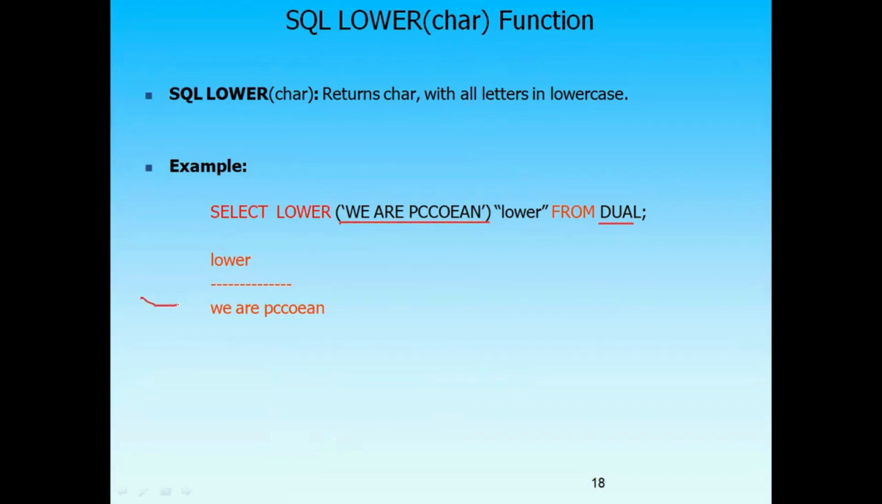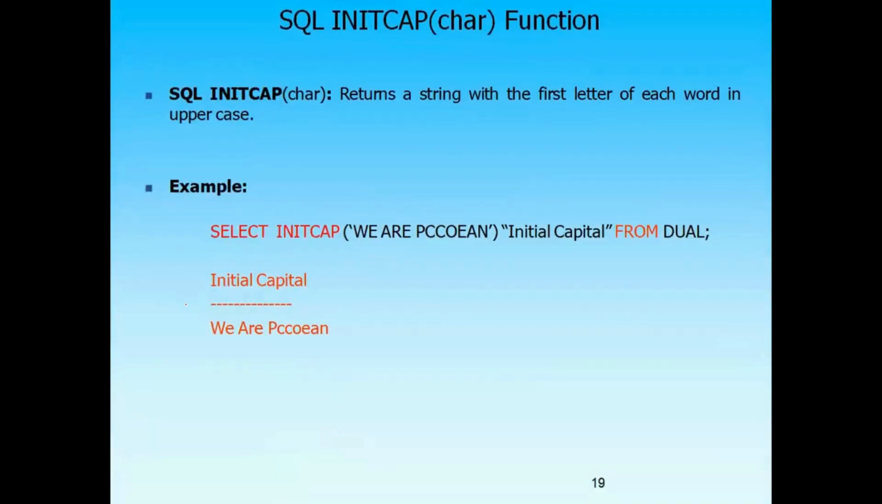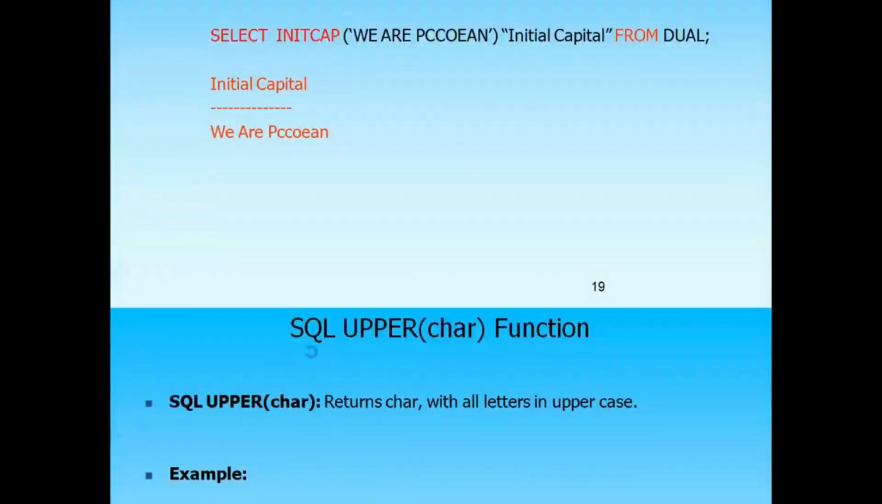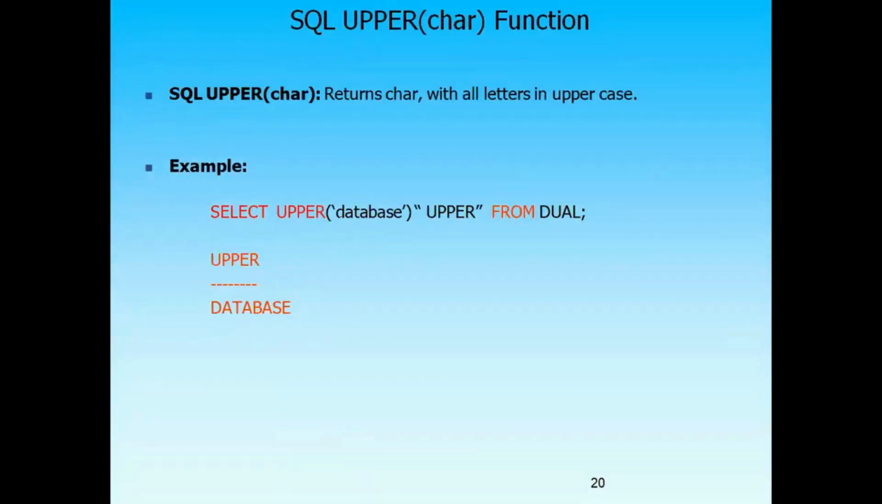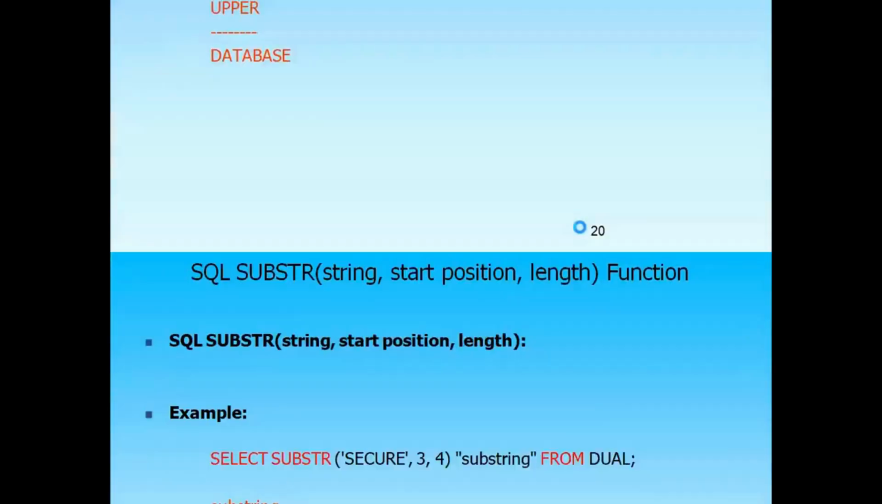So I hope you are clear with this. Similar to lower, the upper function is there, and the initcap function is there. Initcap will return the given sentence with the initial letter of each word as a capital, right? So here is the example. Only W, A and P are capital, others are small, in the result. Upper will return the uppercase of the given query, right? So here my sentence is the word database, and my result is capital DATABASE. So all these functions you can call with the help of the dual table, that you can remember.